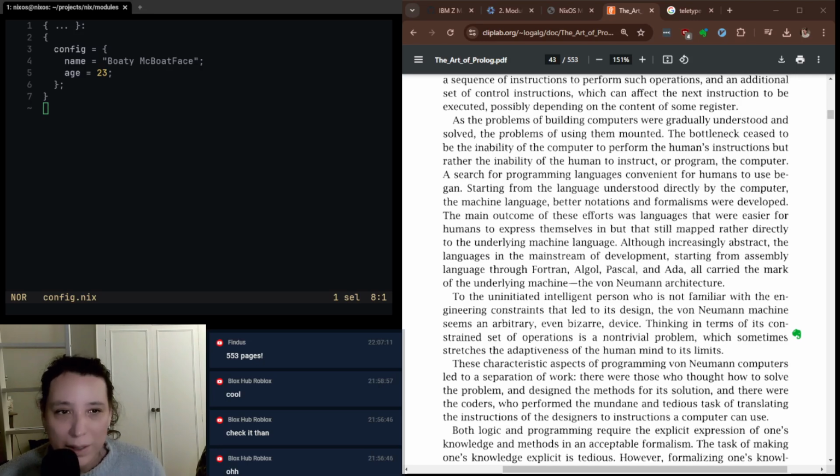Starting from the language understood directly by the computer, the machine language, better notations and formalisms were developed. The main outcome of these efforts was languages that were easier for humans to express themselves in, but that still mapped rather directly to the underlying machine language. Although increasingly abstract, the languages in the mainstream of development started from assembly language through Fortran, Algol, Pascal, and Ada. All carried the mark of the underlying machine, the von Neumann architecture.